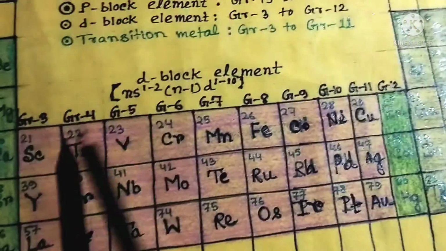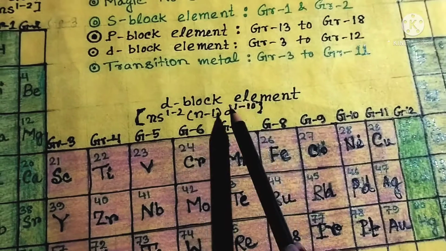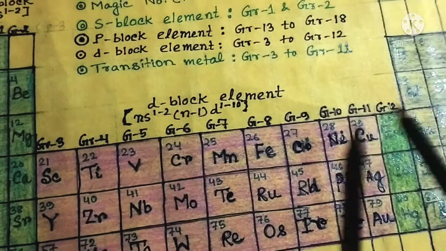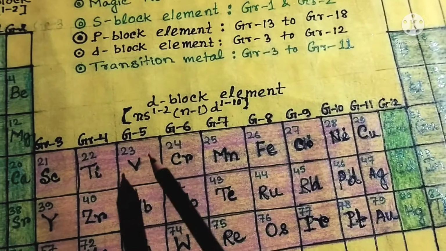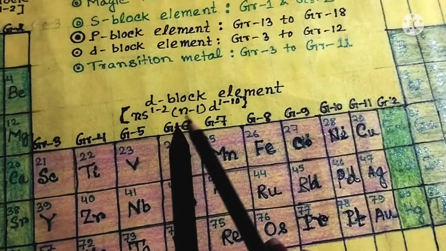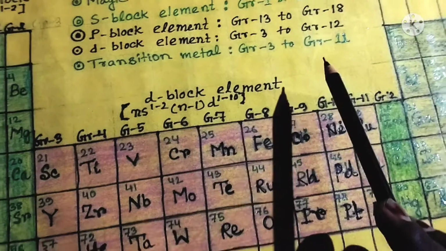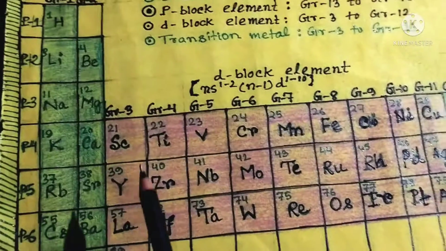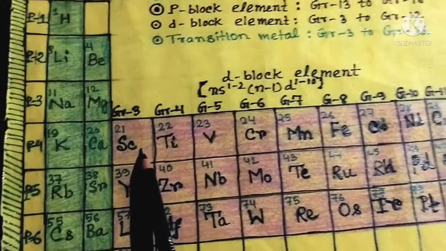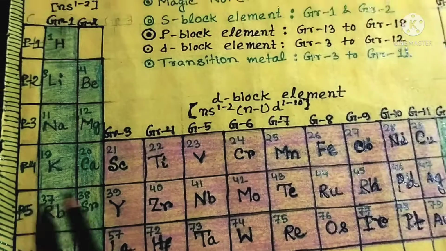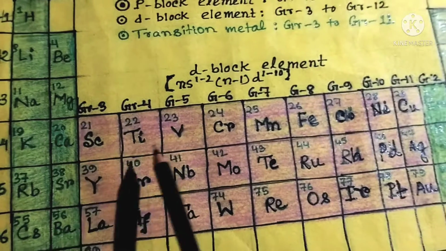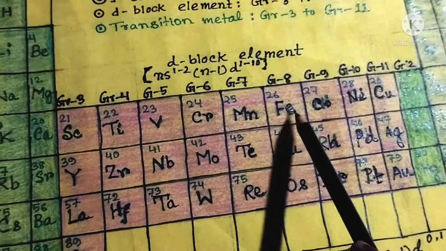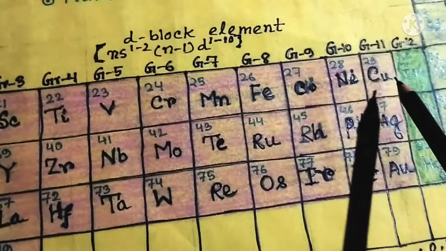Now from group 3 to group 12 they are known as d block elements, and the general configuration of them is ns1 to 2, (n-1)d1 to 10. So now we fill d block elements and we start from period 4 and group 3. From here, after calcium 20, we start scandium, titanium, vanadium, chromium, manganese, iron, cobalt, nickel, copper and zinc.